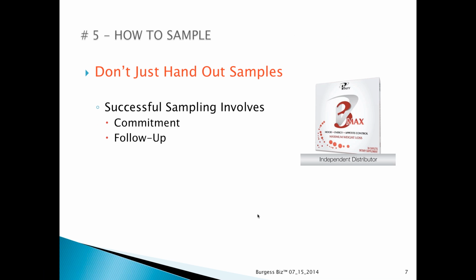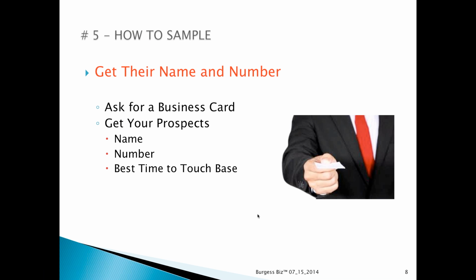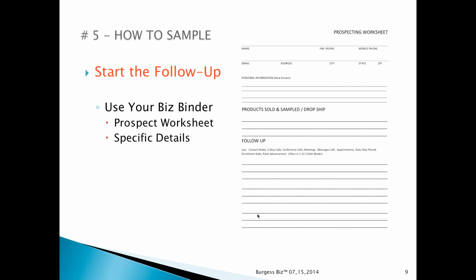Don't just hand out samples. Successful sampling involves the commitment and the follow-up. Get their name and their number. Ask for a business card. Most people have them. And get your prospect's name, number, and best time to touch base. Too many distributors just hand out samples and hope someone calls them. No, no, no, no. Get their name, get their number. Make sure you ask for that business card and give your business card.